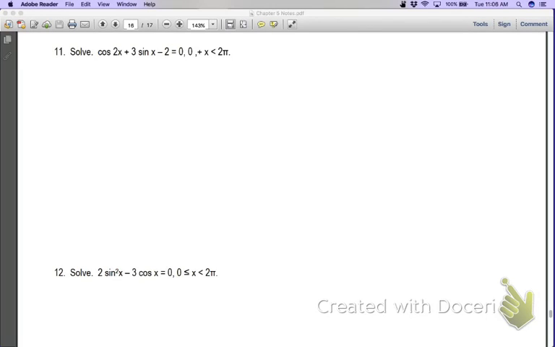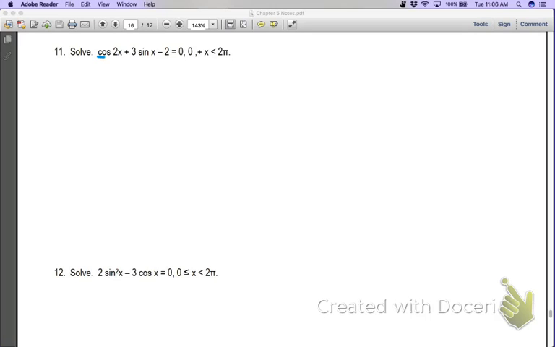Alright, next example. Now this one's a little bit different because we're going to use a trig identity, but we're not going to use a Pythagorean identity because, again, it's really up to you as far as what you change. You want to use things that you know or that you have. So 3 sine of x minus 2, there's really nothing there that I can adjust that into.